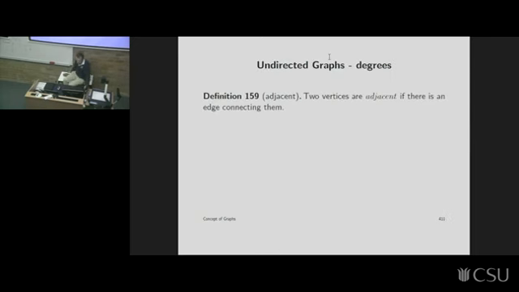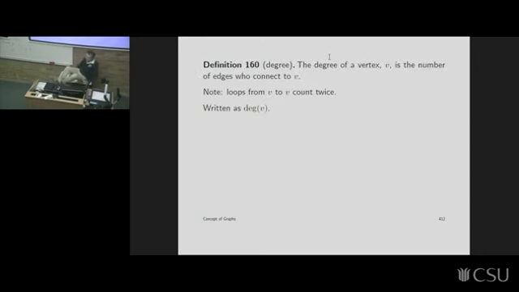Okay, so just talking about some basic terminology with undirected graphs. Two vertices are adjacent if there's an edge connecting them. Just a simple definition, really. I want to talk about the degree. The degree of a vertex is the number of edges that connect to that vertex. If you've got a little loop, that counts twice. We normally write it as the degree of V. Let's do a little example just to help illustrate what it means.